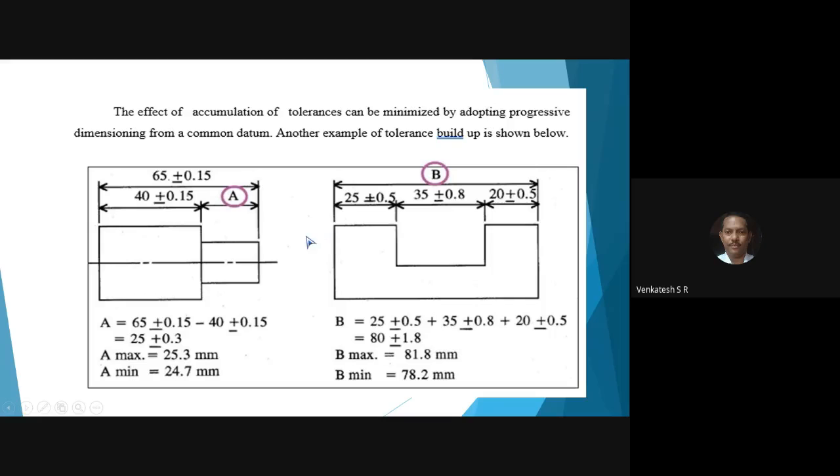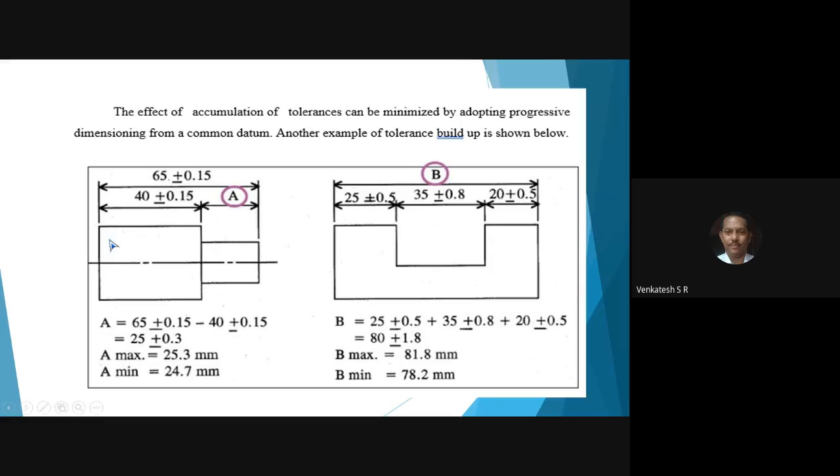Total tolerance. What is the definition of tolerance? Tolerance is defined as the difference between the upper limit and the lower limit. Last class, I told you, tolerance is the positive quantitative number.